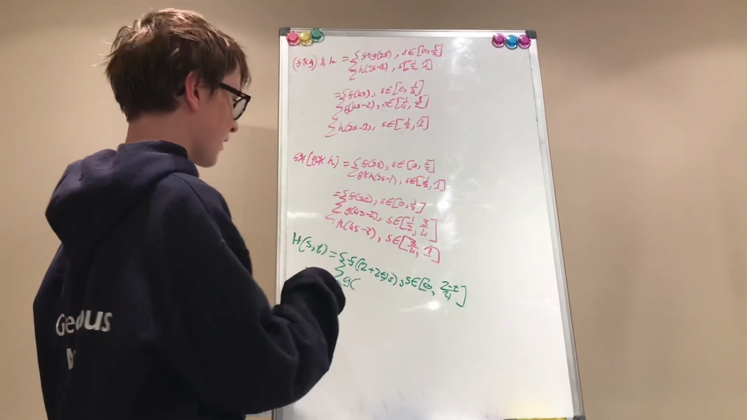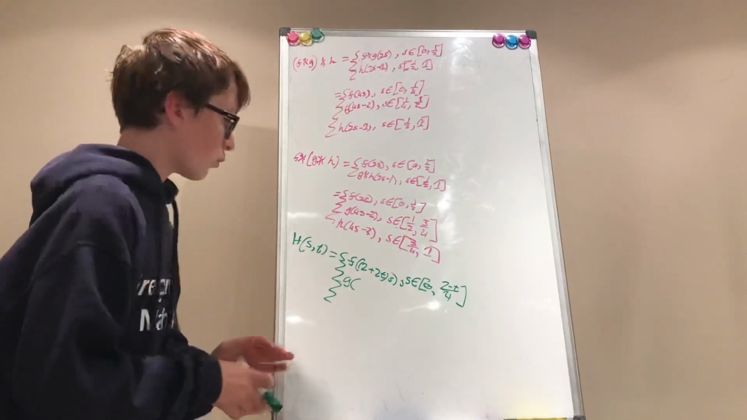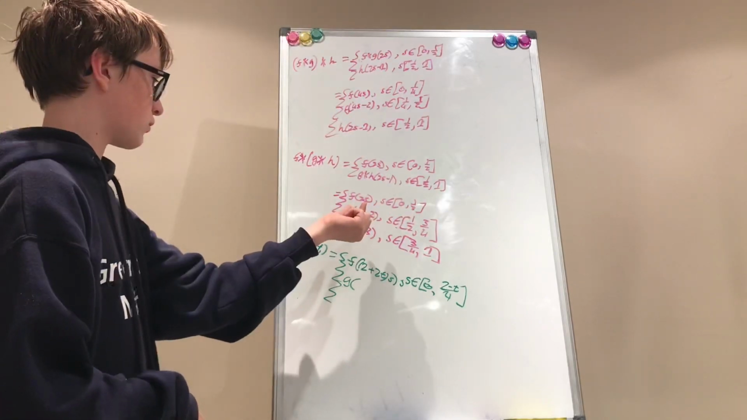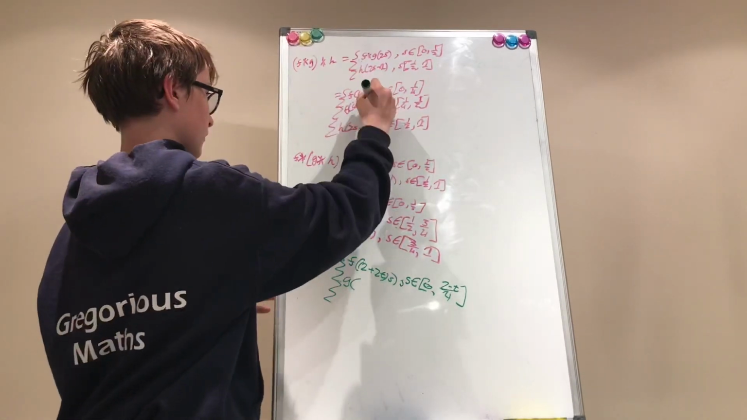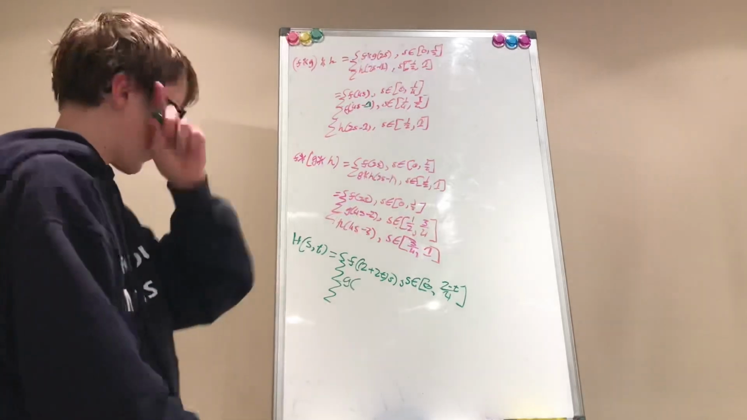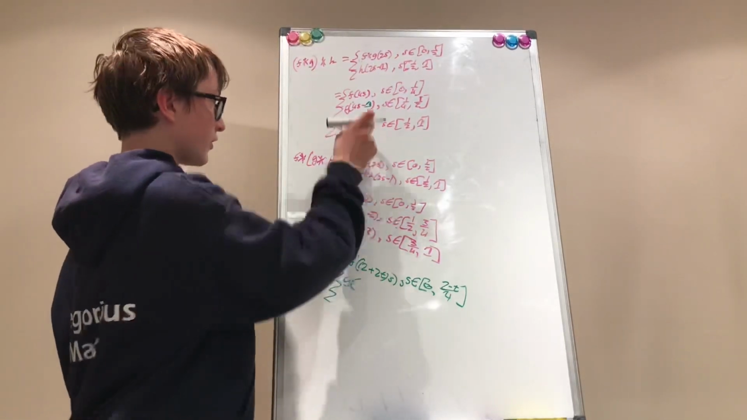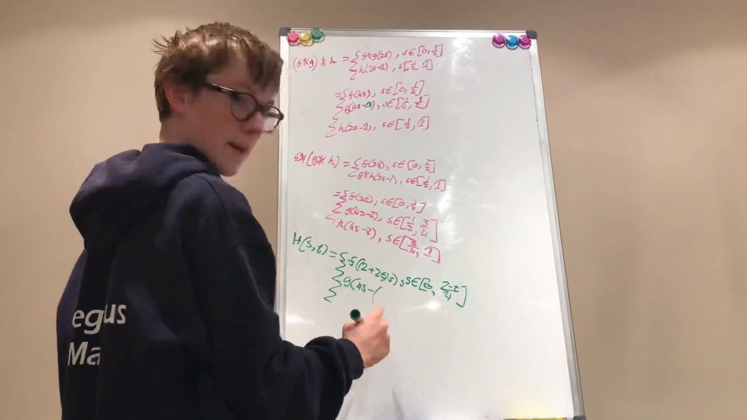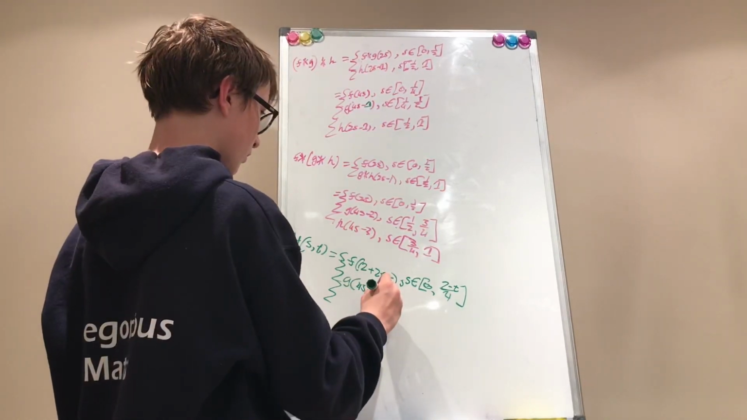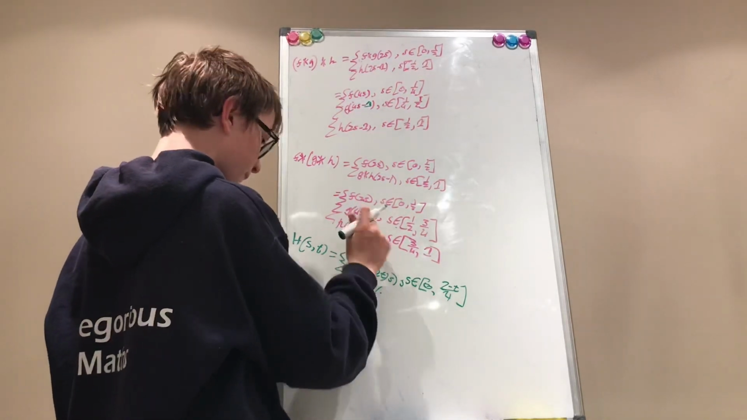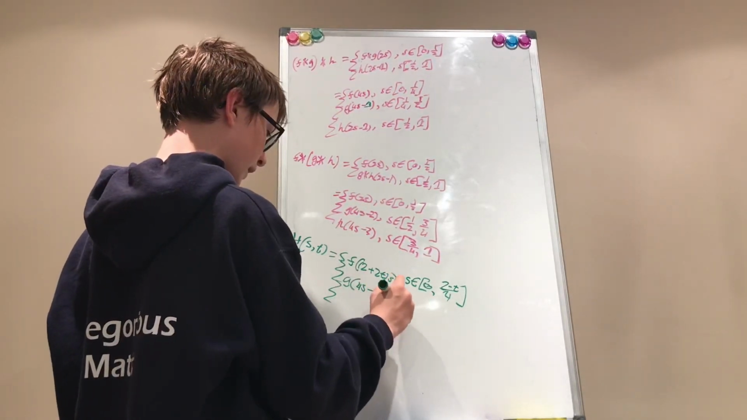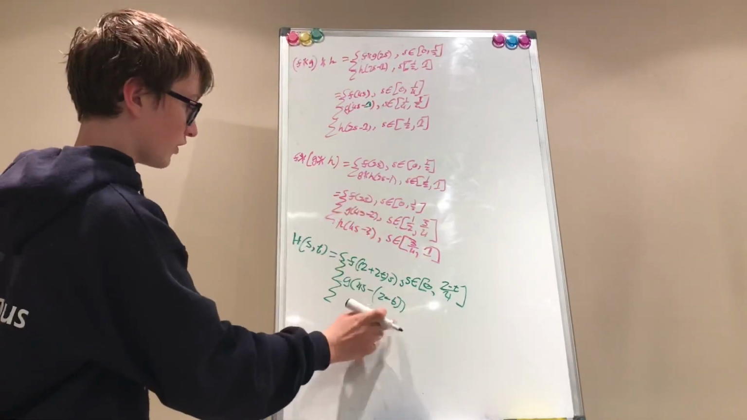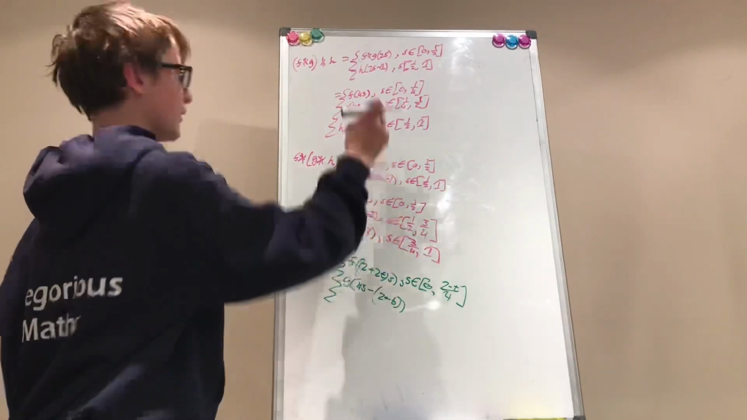Now we have g. We want g to go from 4s minus 2, wait, what? 4s minus 1, sorry. That should be a 1. So we want it to go from 4s minus 2 to 4s minus 1. So we'll have 4s minus, and then we'll have 2 minus t, because when t is 0, we'll have 4s minus 2. When t is 1, we'll have 4s minus 1.